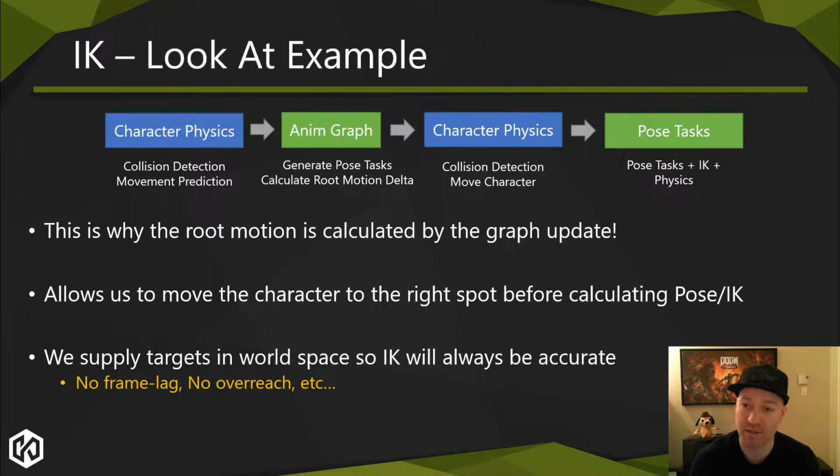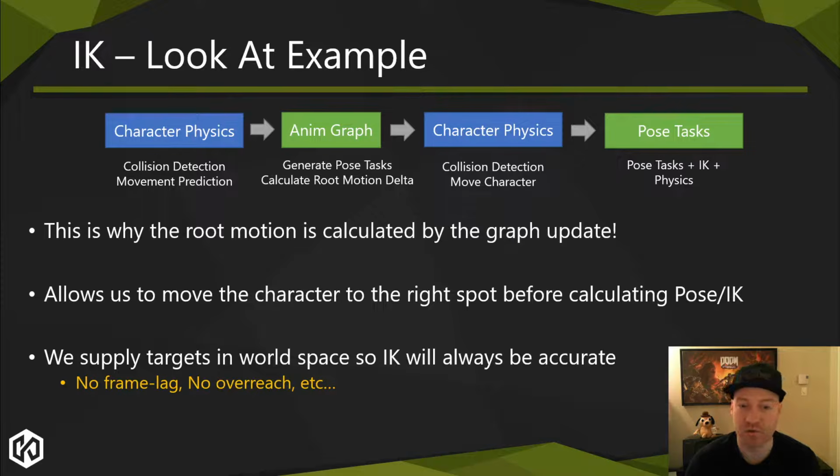Initially, in one of my earlier iterations of the system, the pose tasks were also calculating the root motion, but that led me to this problem where I had discrepancies in the IK and in physics. So the root motion now comes from the graph, which frankly I think was the correct thing to do, and I don't know why it took me so long to realize it, because it has certain other benefits too.